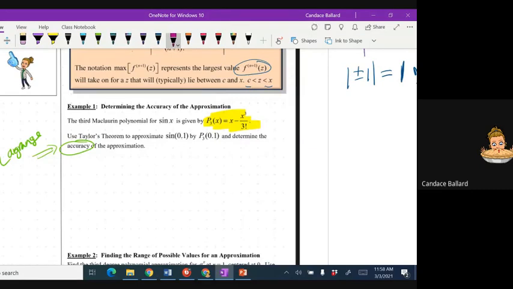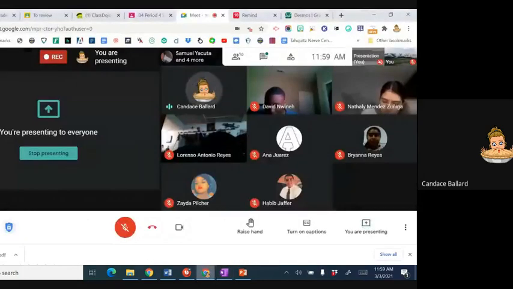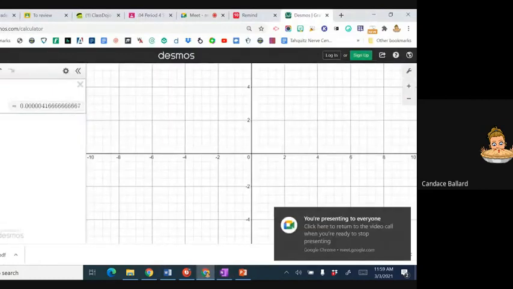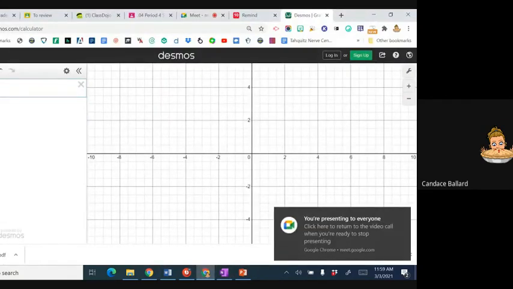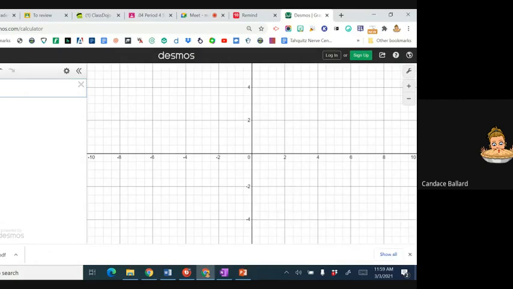The sine of 0.1 is approximately, and I'm going to plug into this polynomial that they gave me, 0.1 minus 0.1 cubed over 3 factorial. I'm going to go with the decimal. You could use fractions, I guess, but I think the decimal makes more sense in this case. I'm going to type that into Desmos. Let me get rid of what's there, just so that you understand what I'm doing.